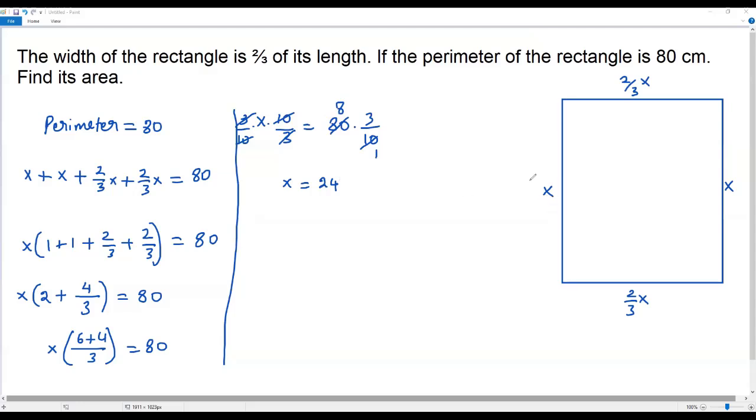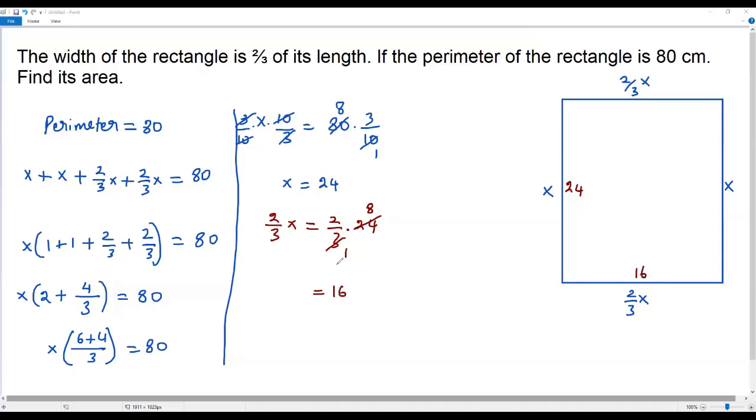Actually, x represents the width of the rectangle. The width of the rectangle is 24 centimeter. Then what is the length of the rectangle? So to get the length of the rectangle, I have to find the value of 2/3 of x, because 2/3 of x represents the length of the rectangle. So 2/3 times, so for x we know the value, it's 24. We can plug in 24 for x. So 3 goes into 3 one time, 3 goes into 24 eight times, 2 times 8 is 16. Okay, so the length of the rectangle is 16 centimeter.